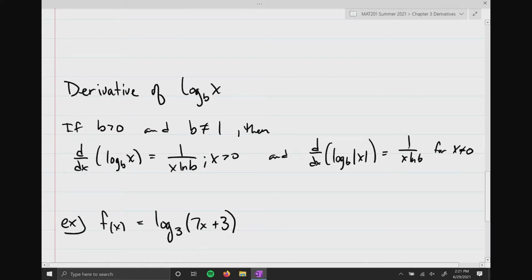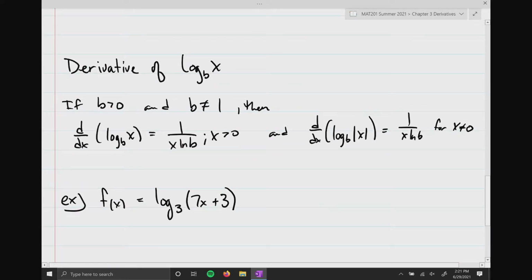So the next example we're going to be looking at are derivatives of logs where they have a different base. So if you rewind the video a little bit, we were dealing with ln of x. Well, to be honest with you, the ln is just the log base e of x. So we were looking at a very specific type of derivative. Now we're going to get more general here.